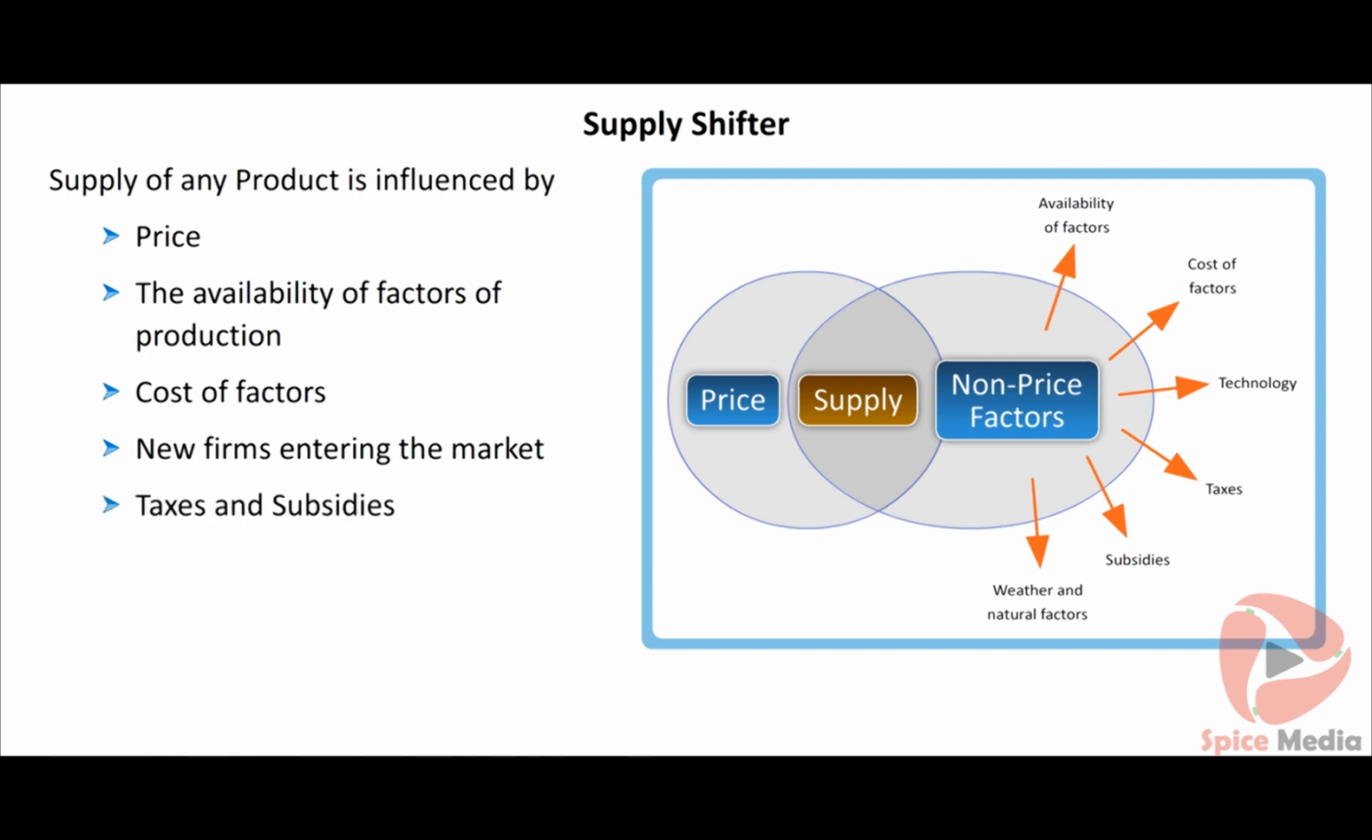Taxes and subsidies. Taxes and subsidies have a direct effect on supply. Subsidies are funds given to firms to enable them to increase their supply or to reduce the price of their product to the consumer. Subsidies can alter the firm's willingness and ability to produce and supply. Weather and other natural factors. Changes in the weather and other natural factors can have a considerable impact on the ability to produce.